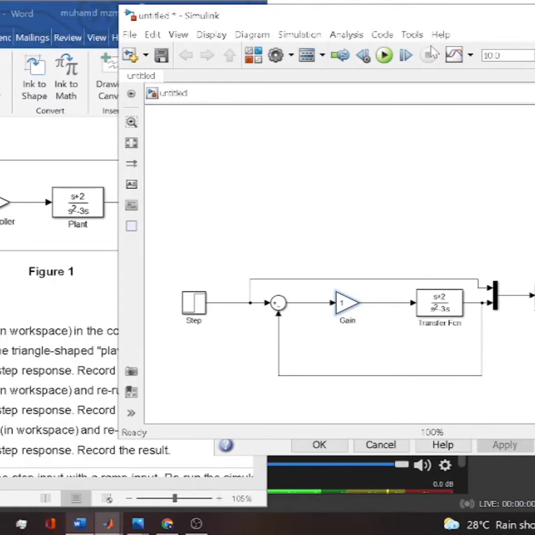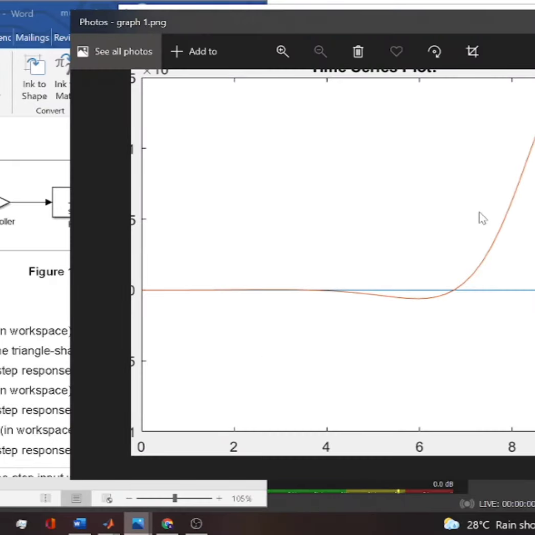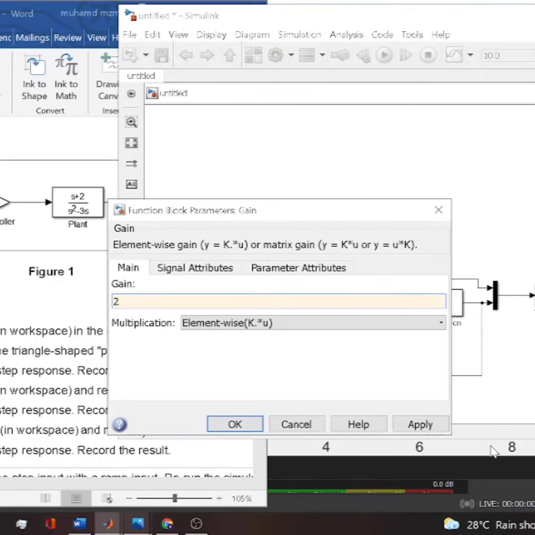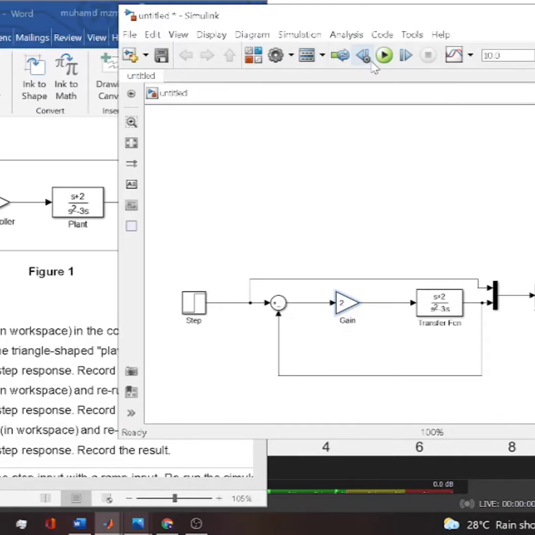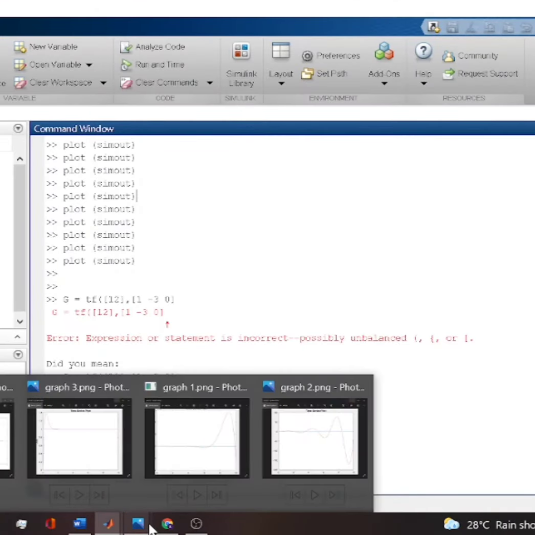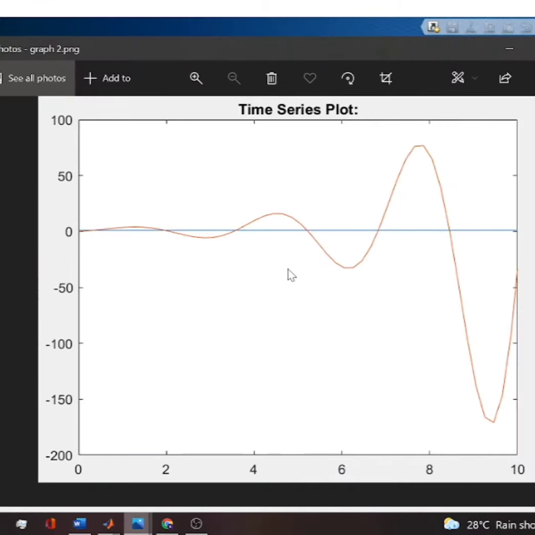Then hit enter and start to play. Okay, when we play, then this is the first graph for the gain variable k. We change to 1. This is the first graph, and then we change it to 2. Then we just plot, and then this is the second graph, time series plot.